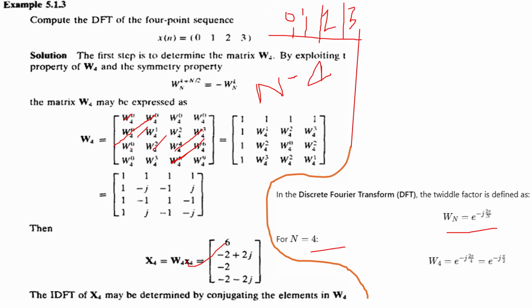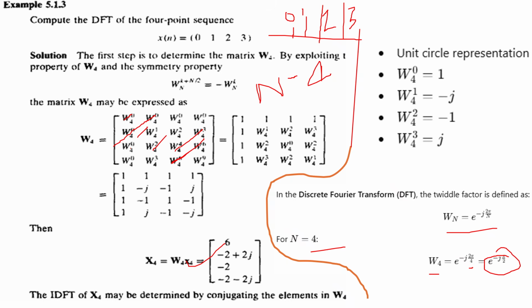So put the value, for W4, for example, e to the power minus j twice pi by 4, right? So put the values, e to the power minus j pi by 2. So e to the power minus j pi by 2 is your minus j. Like e to the power minus j theta, you can write as cos theta minus j sine theta. Here theta is pi by 2, so cos theta is 0 and sine theta is 1, so this will be minus j, right? So here is the final value.